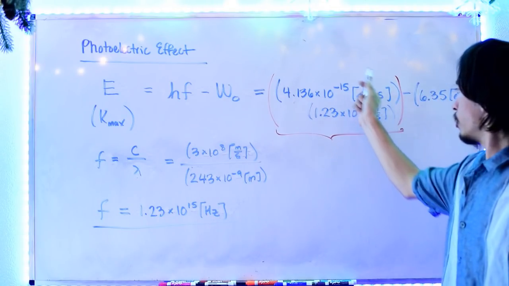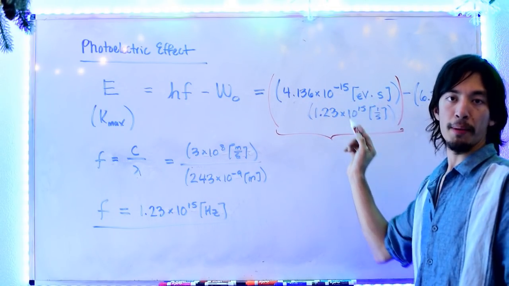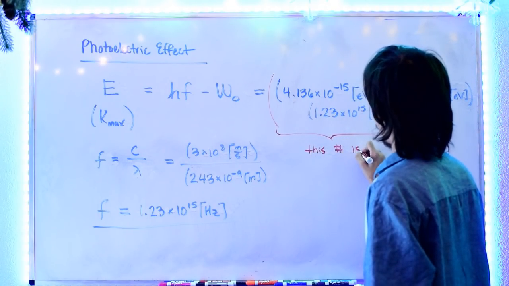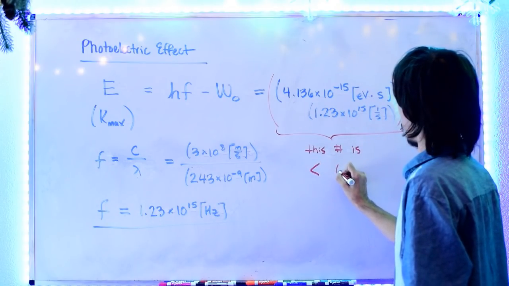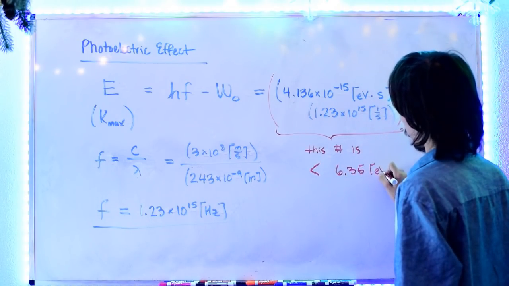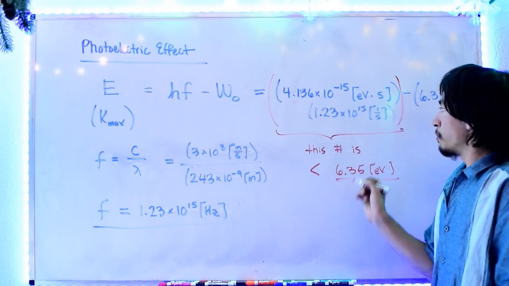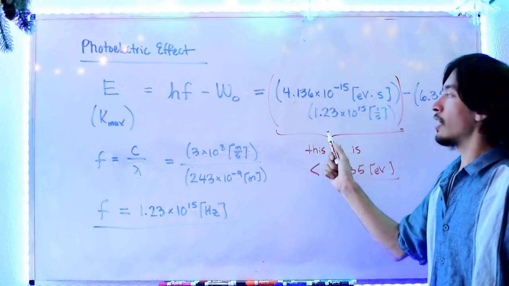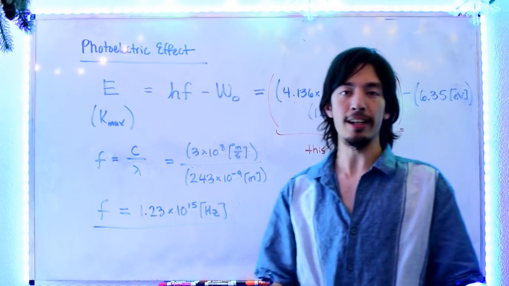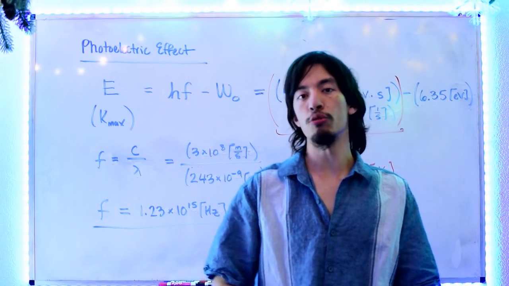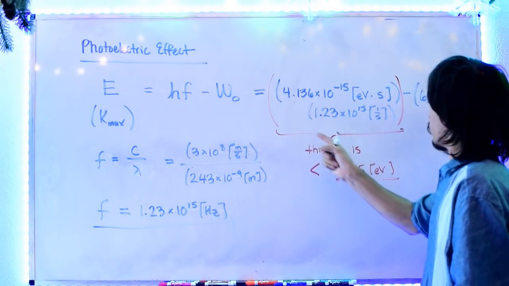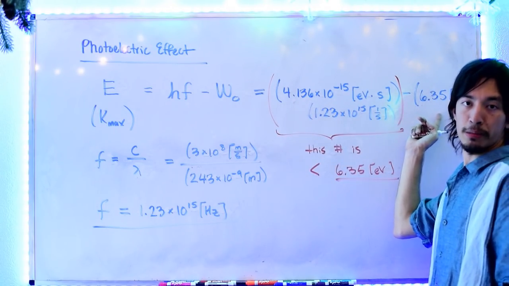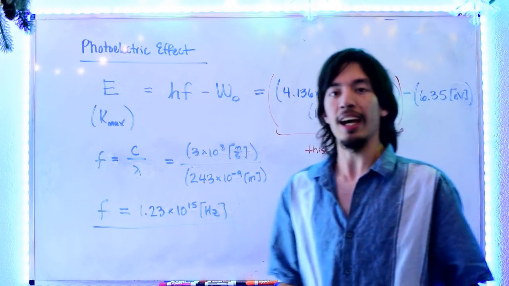The thing is that if you make a calculation for this in this problem, I'm going to tell you right now that this number is less than 6.35 electron volts, okay? Because this number right here is already less than 6.35 electron volts, you know that you do not have the energy to overcome what is needed to eject the electrons. So when you do some number that is less than 6.35 and you subtract off a number that's bigger, 6.35, you're going to get a negative value.